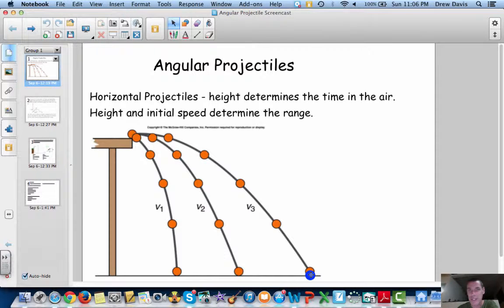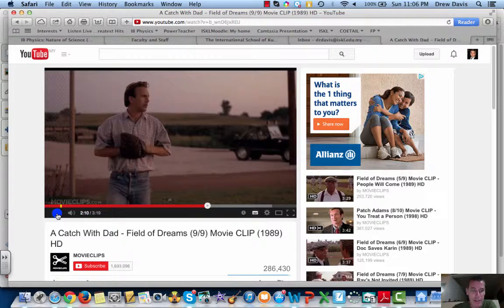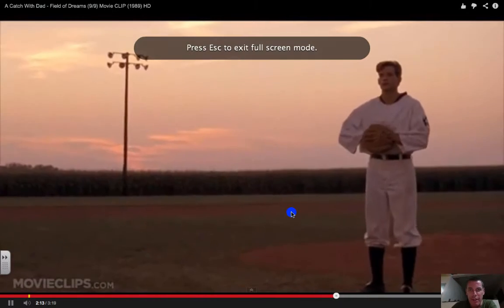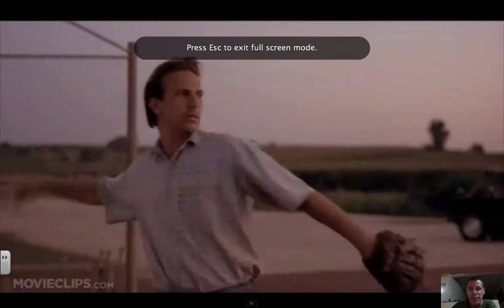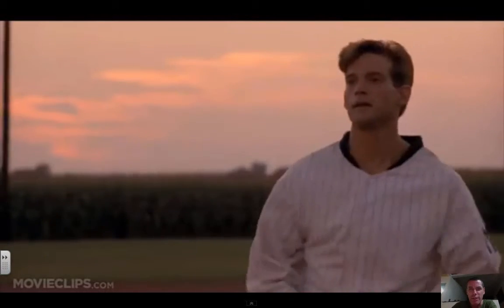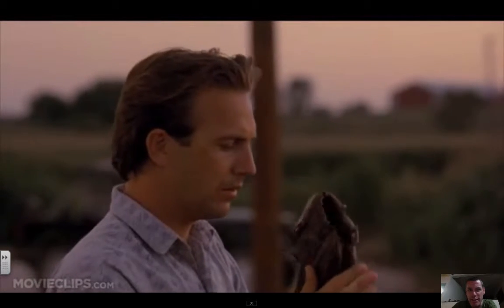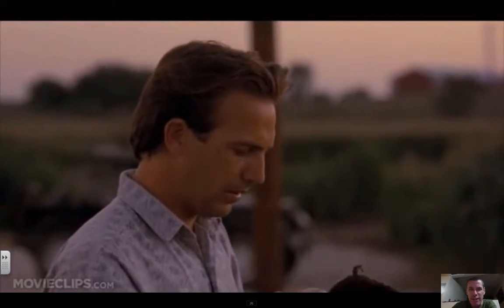Horizontal projectiles are pretty much useless outside of hitting tennis balls off a lab bench. If anybody's ever played a game of catch, think about it. Even as a little kid, you knew to throw the ball higher. You didn't throw the ball horizontally because it wouldn't get to the person, and if it did, they'd probably have to dive down to the ground to get it.